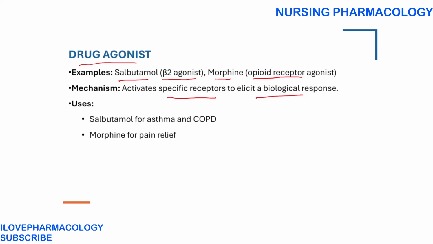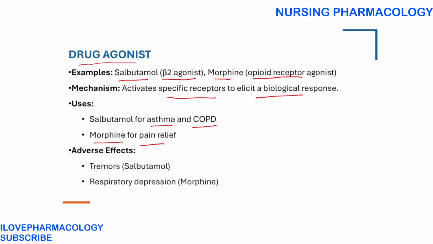So where do we use salbutamol? Salbutamol is used in the treatment of asthma as well as COPD, and morphine is used for relieving pain. Adverse effects associated with salbutamol: it can cause tremors as well as hypokalemia, and respiratory depression is the most common side effect of morphine.